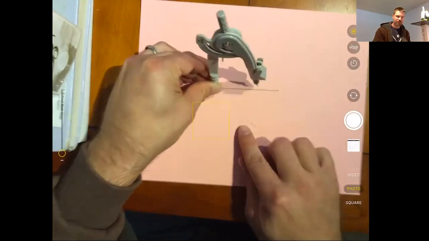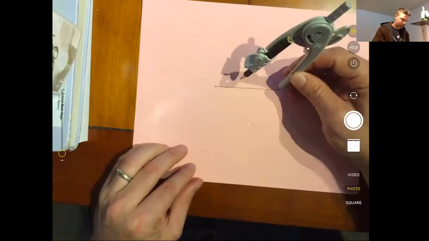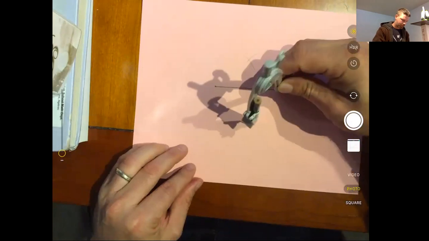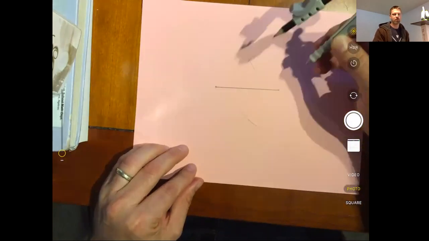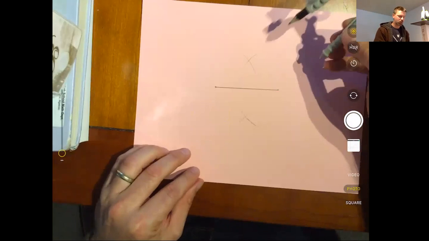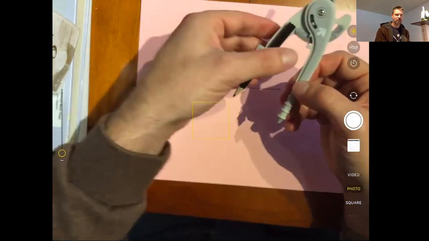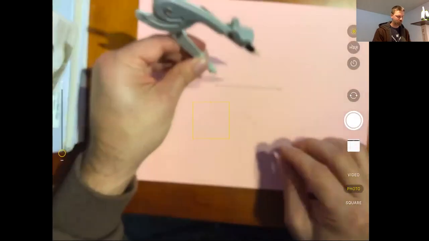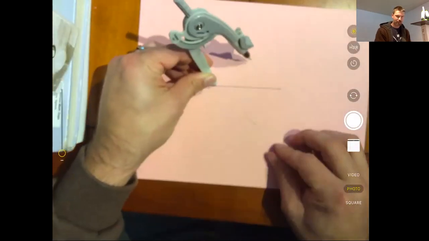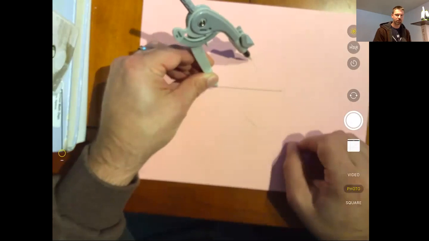Now this one I missed, so I can just fix that. I'll come back to this side and I'll finish that up. Now, the important thing when making a perpendicular bisector for it to work is when you make these arcs from the one side, you definitely do not change the size of your compass. Use the exact same opening of your compass from the other side.